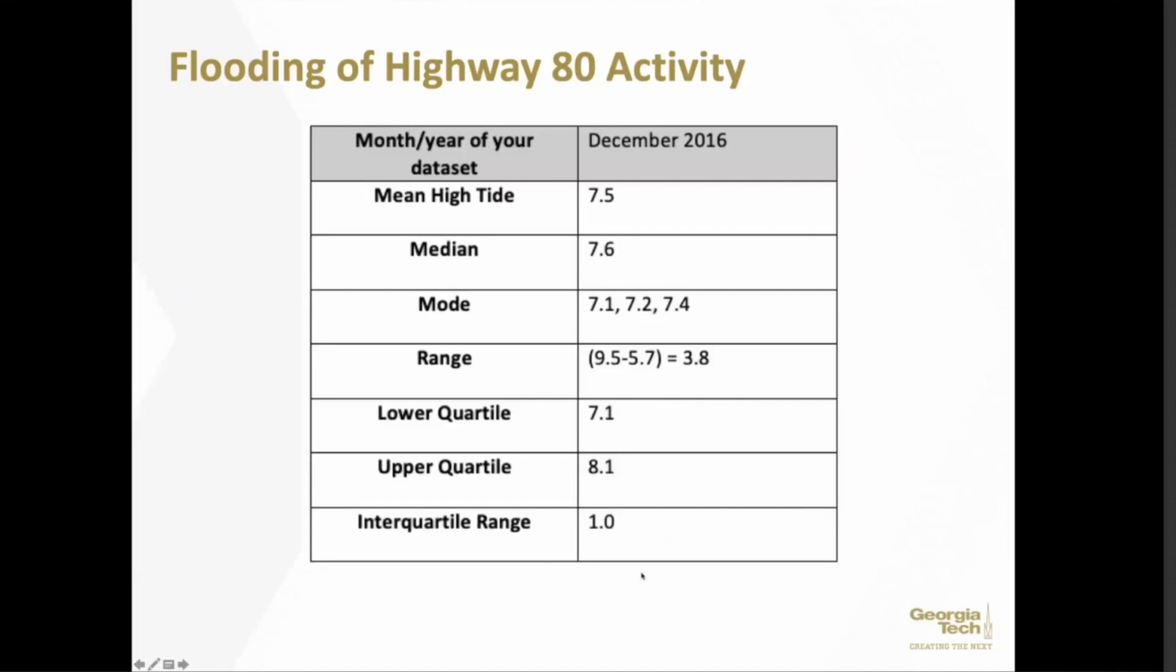So from their calculations, students can then communicate more information about the high tide data for their month, including what the average high tide was. And in this example, they can also communicate that 50% of the high tides for the month fell between the range of 7.1 and 8.1 feet.